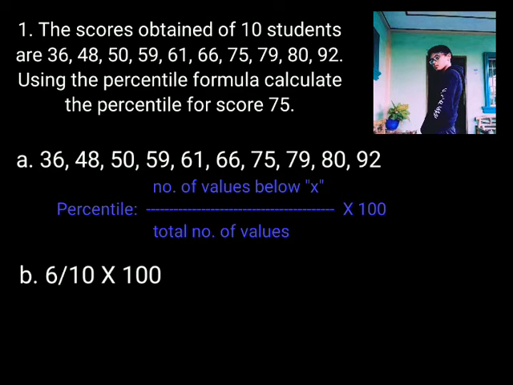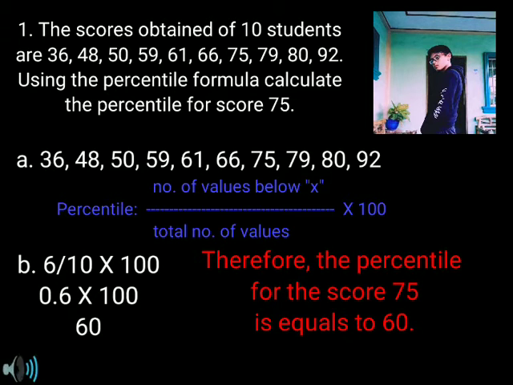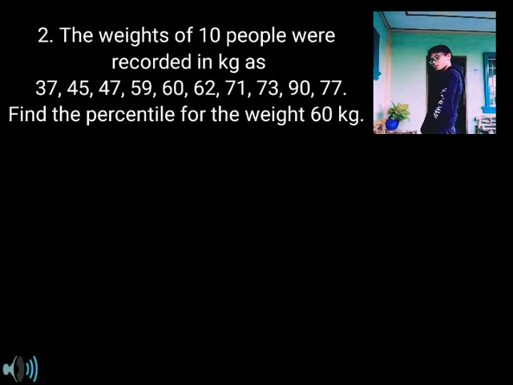The number of values below x is 6, divided by the total number of values, which is 10, is equal to 0.6. 0.6 times 100 is equal to 60. Therefore, the percentile for score 75 is equal to 60. With this result, the student who scored 75 is higher than 60% of the scores of his or her fellow students.